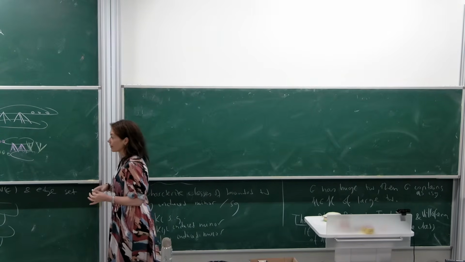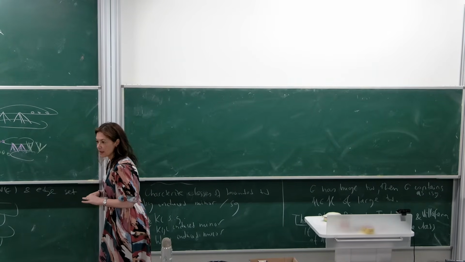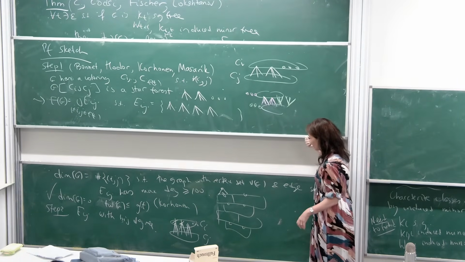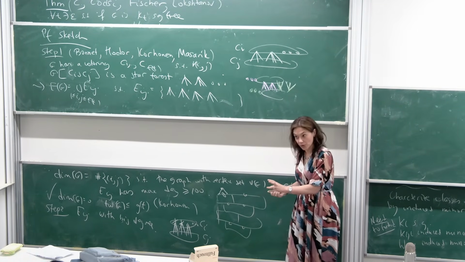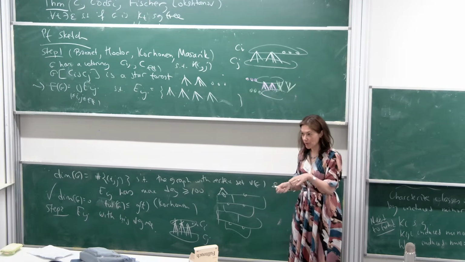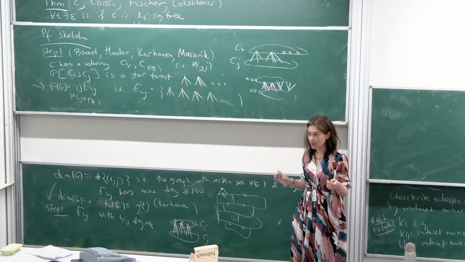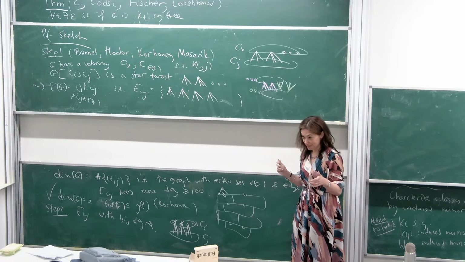Can you repeat the argument again? So when you have E_IJ with big degree, you then contract the stars, contract one star, all stars. And now you ask, is the treewidth bigger or is the treewidth small? And I claim the treewidth is small.